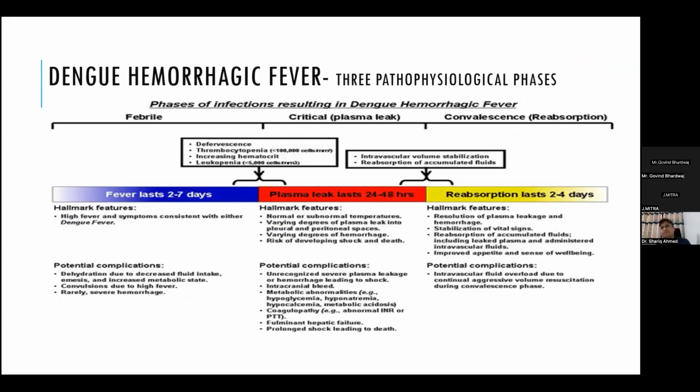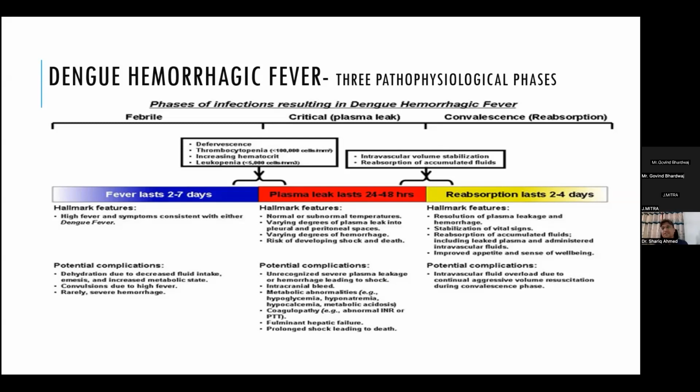Now, if it proceeds to dengue hemorrhagic fever, then there are three pathophysiological phases. First is the fever stage, which lasts 2 to 7 days, which is the hallmark of dengue. Then it progresses into plasma leak, for 24 to 48 hours, where there is plasma leakage. There is normal to subnormal temperature, various degrees of plasma leakage, which can also lead to shock and death.